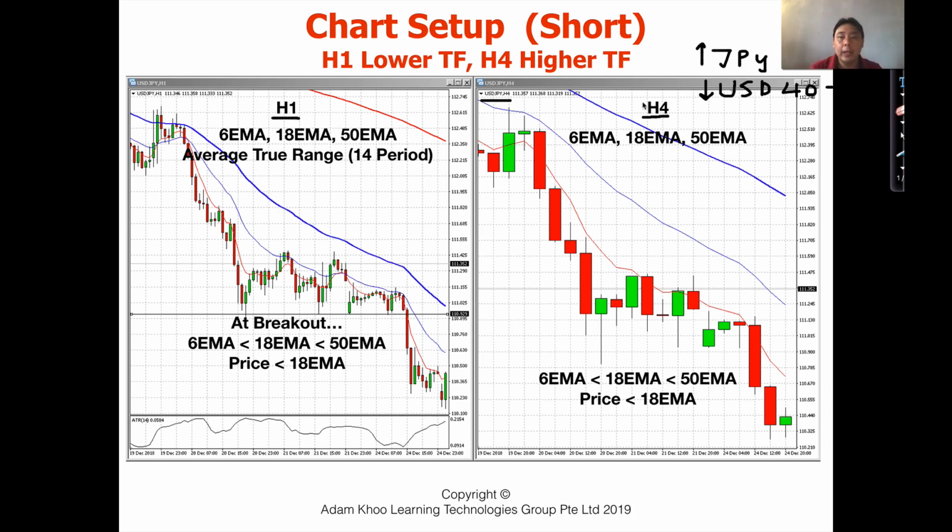So on the H4 time frame, we want to see again a very clear downtrend on the dollar yen. Okay, so the 6 EMA, which is the red line, below the 18 EMA, blue line, below the 50 EMA, thicker blue line. Okay, and the price has to be clearly below the 18 EMA. So the chart has to confirm the very strong downtrend on the higher time frame. Once we have got that, we drill down to the lower time frame, which would be on H1. So on H1, we're looking for that setup, right?